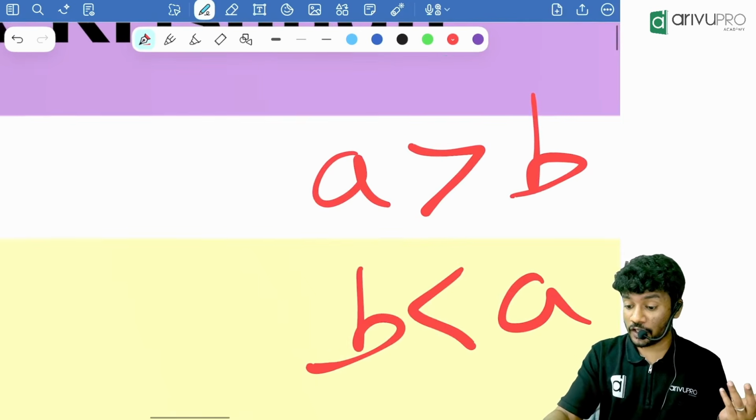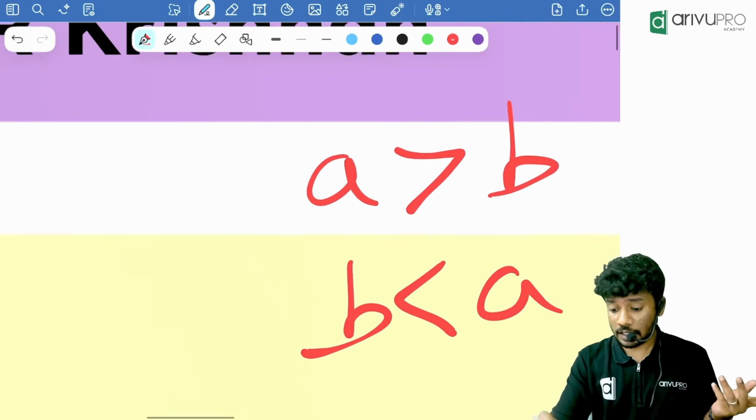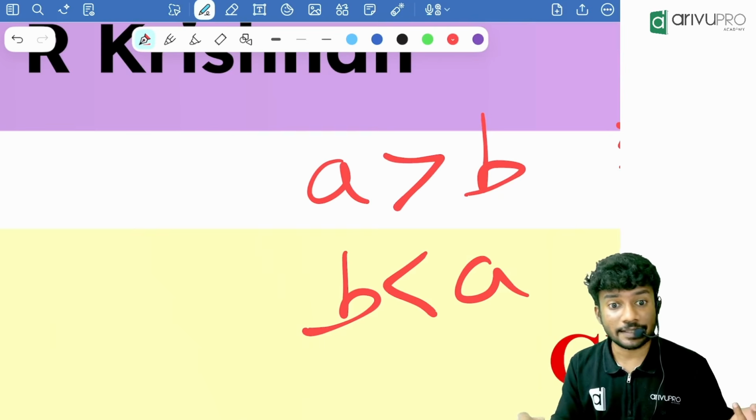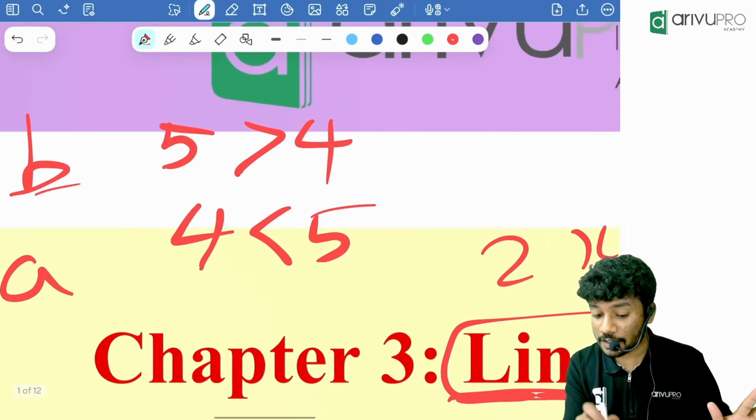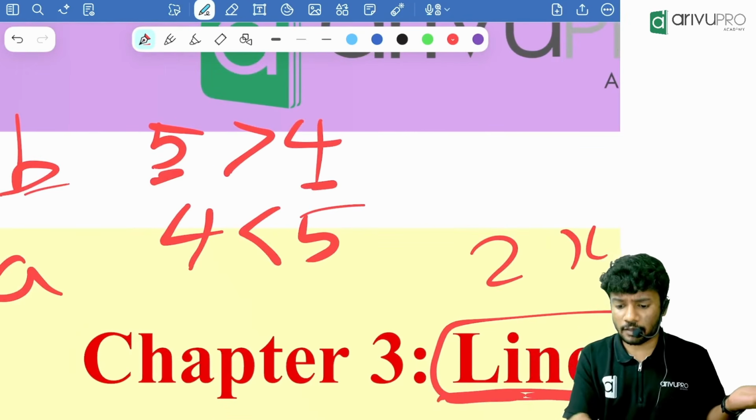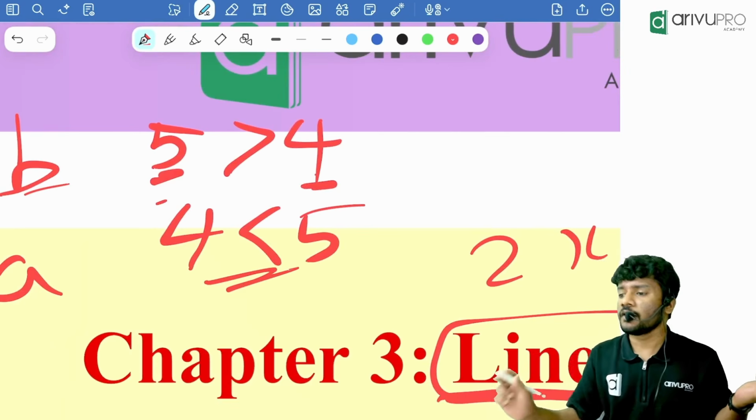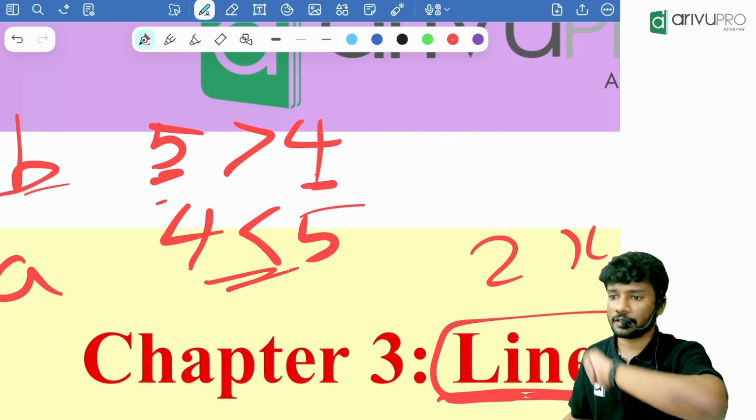Now, when I say A is greater than B, you are like, oh, okay, fine, then B is less than A. How is it? That time itself you assume a number. A is 5, B is 4. Then 5 is greater than 4 means what? 4 is less than 5.